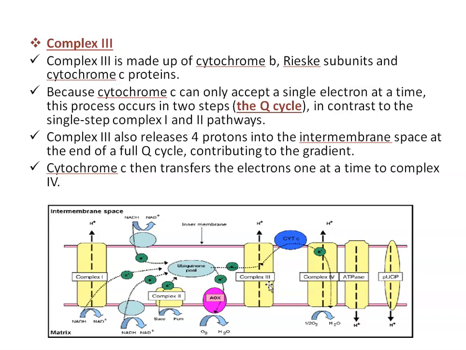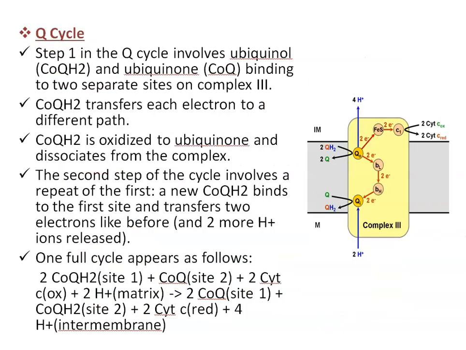I will tell you later. In contrast to single-step complex 1 and 2 pathways, complex 3 also releases 4 protons into the intermembrane space at the end of the full Q cycle, contributing to the gradient. So cytochrome C then transfers electrons, 1 at a time, to complex 4.